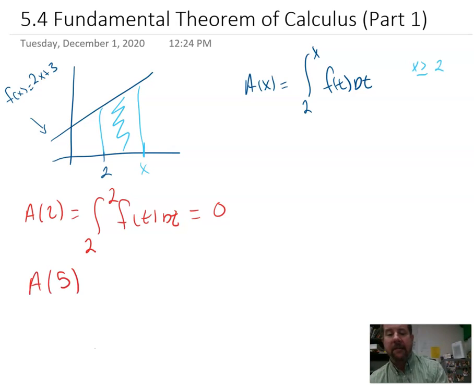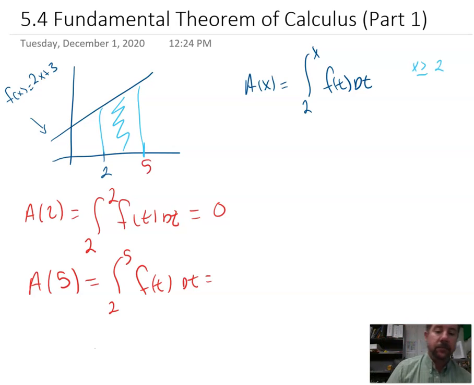Next, we're going to find A of 5. So A of 5 would be the integral from 2 to 5 of f of t dt. And so again, what that is representing is the area under the curve from 2, instead of x now, to 5. Okay? And now if we wanted to find this, we could do this a few ways. Since we talked about the fundamental theorem of calculus yesterday, we could actually plug in the function and integrate it. Or what I'm going to do today, we're going to go back a step. This represents the area under the curve, so I'm just going to find the area of that little shaded region.